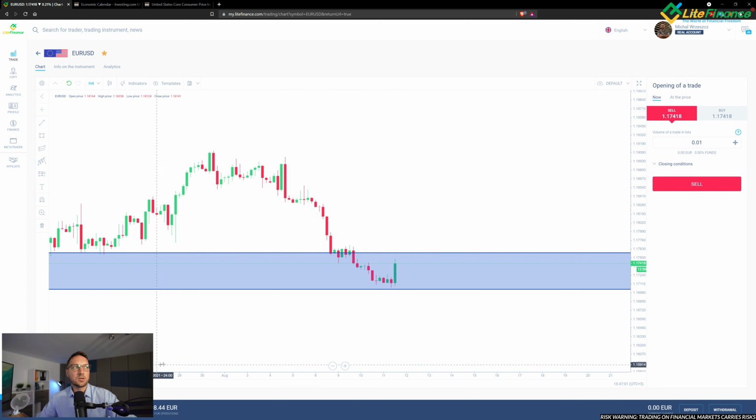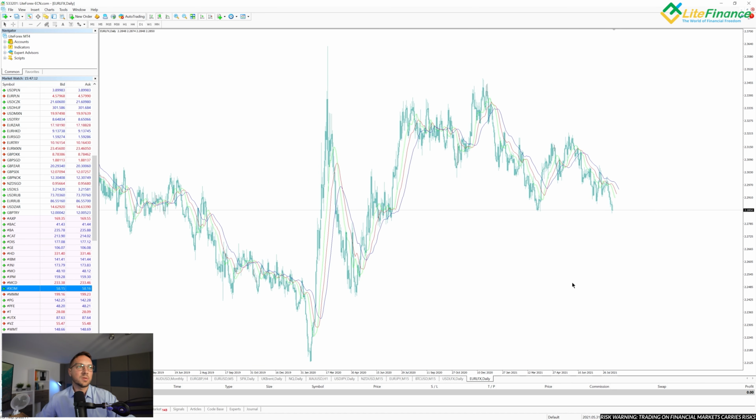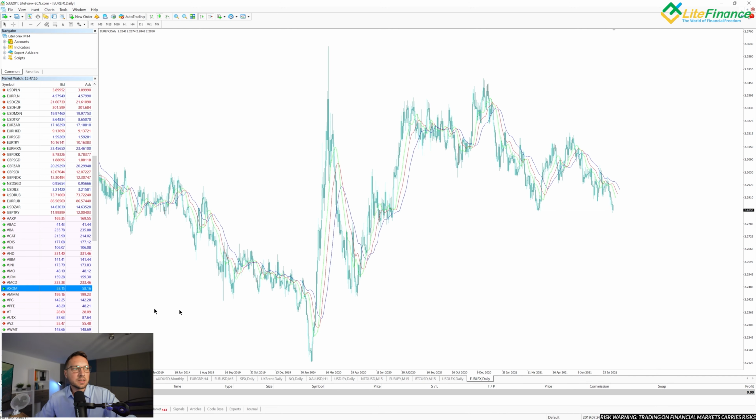It is not available here on the web terminal, or on MetaTrader 5. It is available only on MetaTrader 4 in LiteFinance, which is the dollar index and other major currencies indexes. So let's go to the MetaTrader 4 platform. Here we have the euro currency index. But first, where you should look for them.